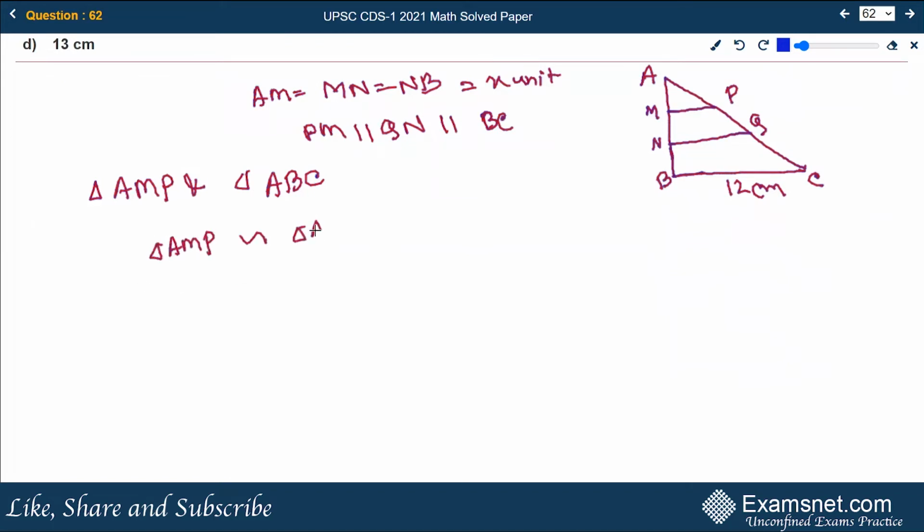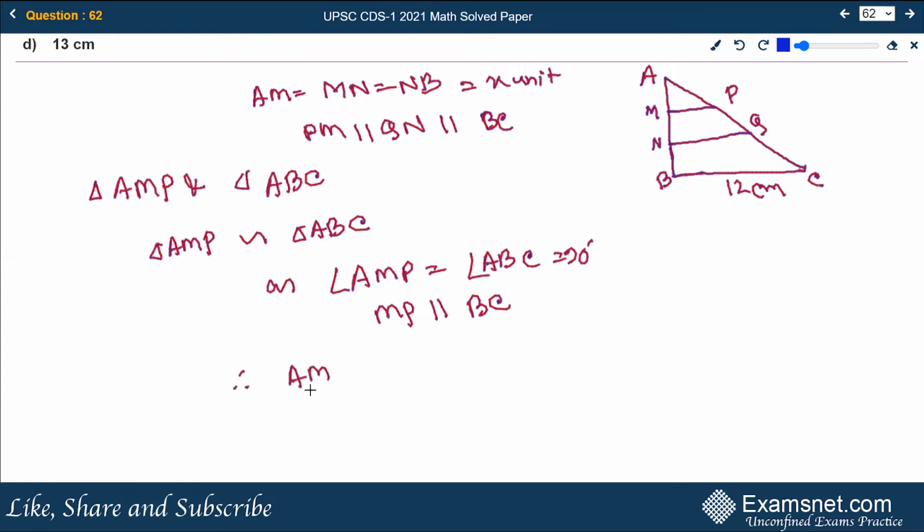Triangle AMP is similar to triangle ABC. Why? First of all, triangle AMP and triangle ABC both have a 90-degree angle, and also MP is parallel to BC. So these two angles are corresponding angles. According to the AA criteria, we can say AM by AB equals MP by BC.